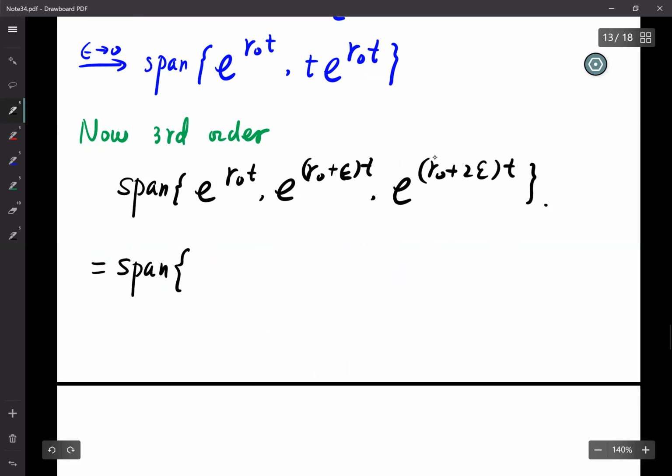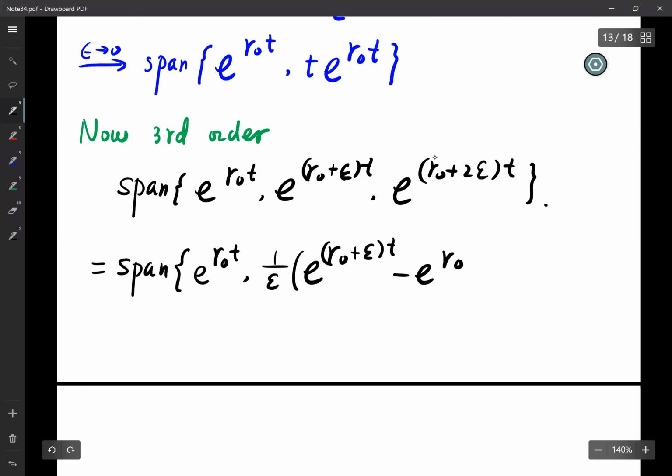Let's do that. So now I have two goals. One is, when I take epsilon to 0, they should have a well-defined limit. It shouldn't be something blowing up. And two is, originally this is a space of dimension 3. It should still be a space of dimension 3.